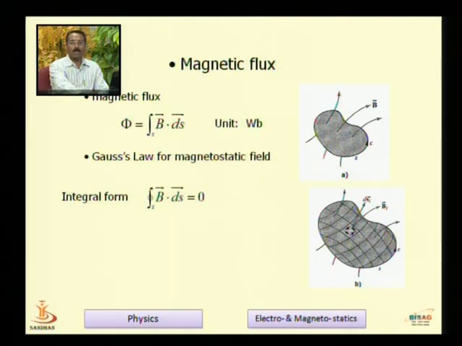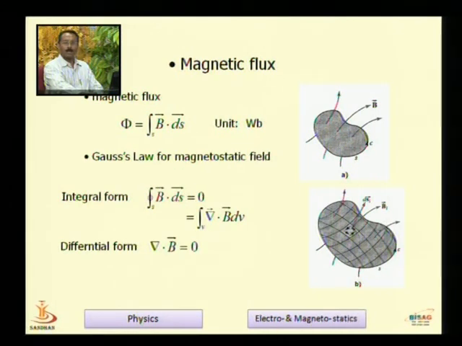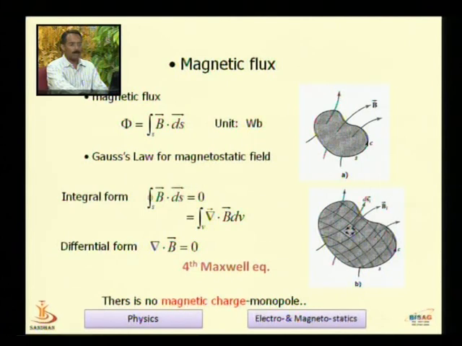This you can also call Gauss's law of the magnetostatic field, and the integral form is B dot ds over a closed surface is 0, and then one can find out the differential form, that is divergence of B is 0. This is the fourth Maxwell's equation, and the meaning of this equation is that there is no magnetic charge, or you can say monopole does not exist. That is the meaning of this divergence of B.